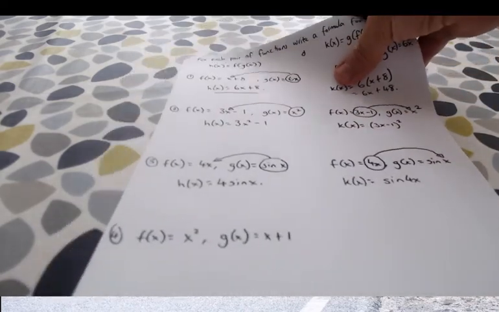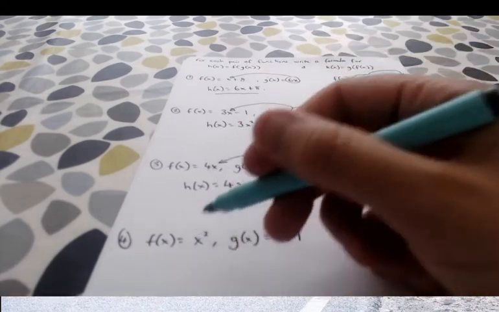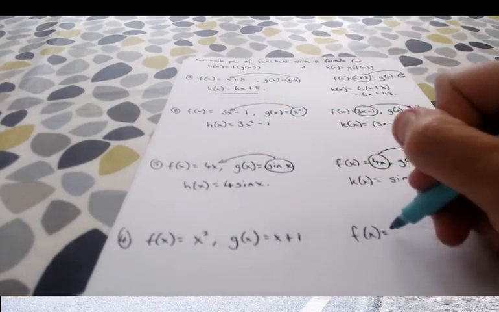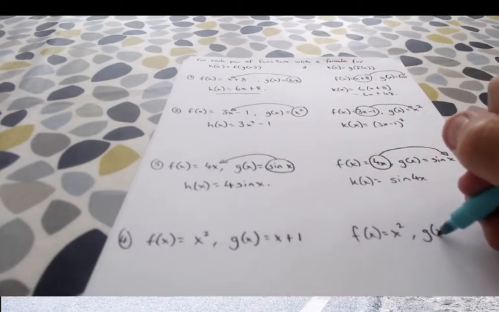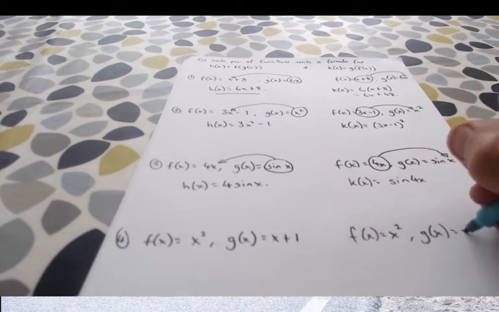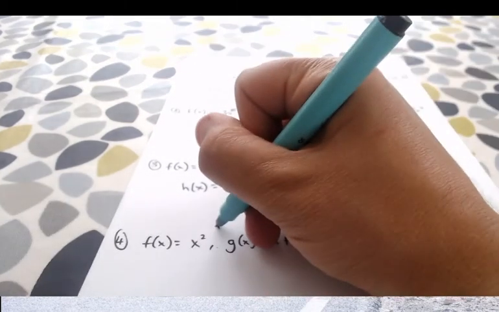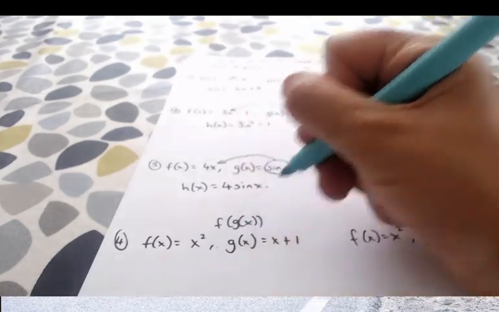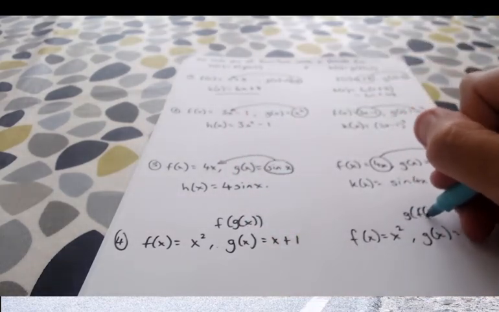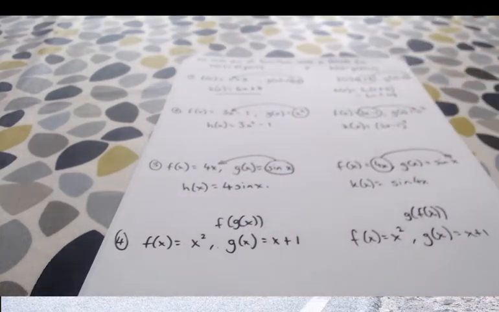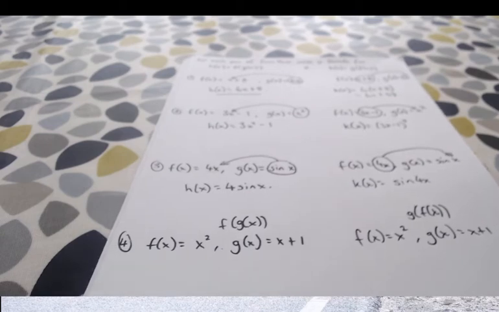One more for you to try. F of x equals x squared, g of x equals x add 1. Remember, on this side I want you to do f of g of x, and on this side I want you to do g of f of x. Hit pause, give it a go.